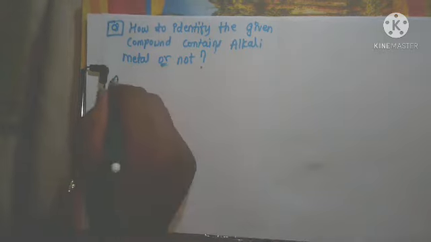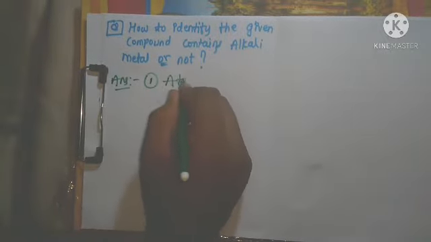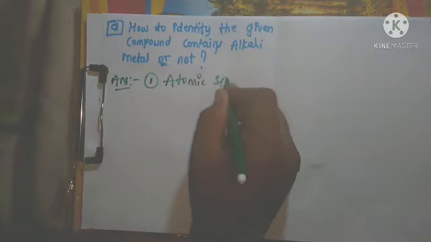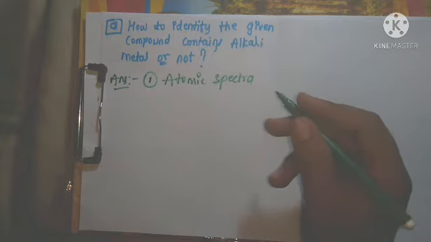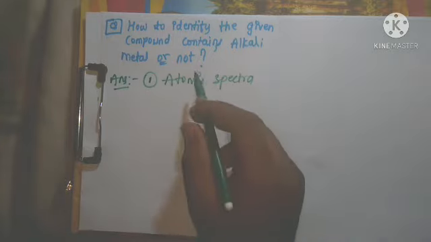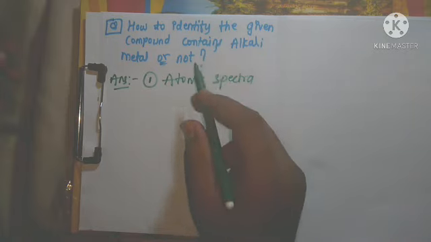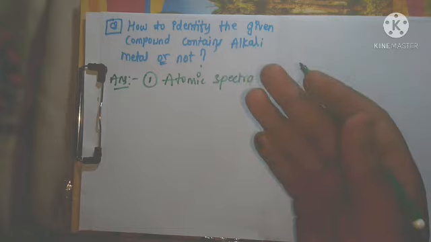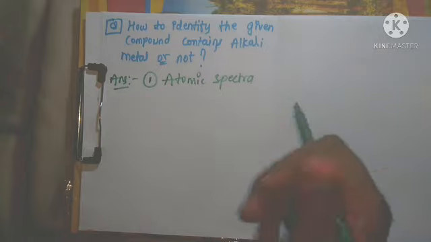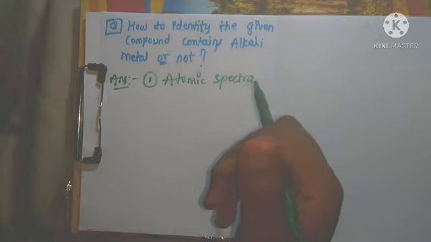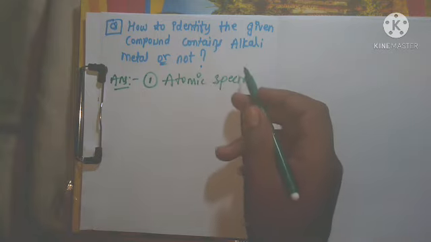The first one is by using atomic spectra. If you take the atomic spectra of that compound and compare it with the atomic spectra of lithium, sodium, potassium, rubidium, cesium, and it matches like fingerprints, then we can say that the given compound contains the alkali metals.